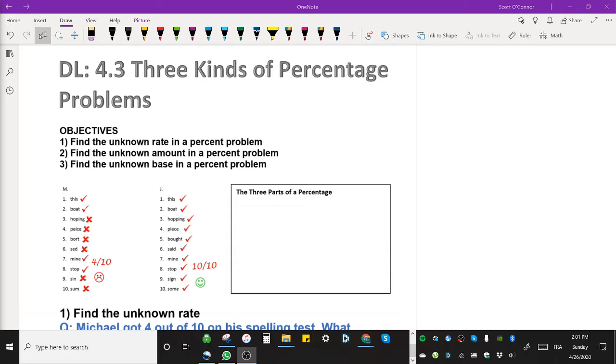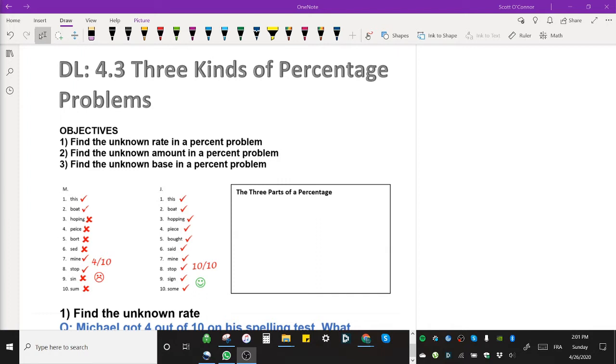In this video we're going to be focusing on being able to answer, as it says, three kinds of percentage problems. We'll be trying to answer questions that have an unknown rate, or an unknown amount, or an unknown base. That might seem a little confusing to you at first because you're a little unfamiliar with the words rate, amount, and base. But we're going to clear that up hopefully quite quickly with something you're already quite familiar with.